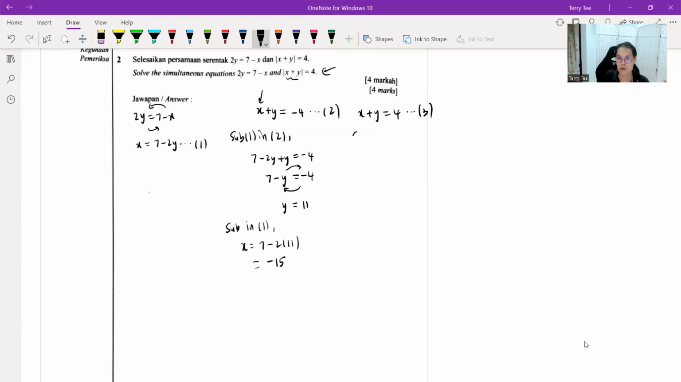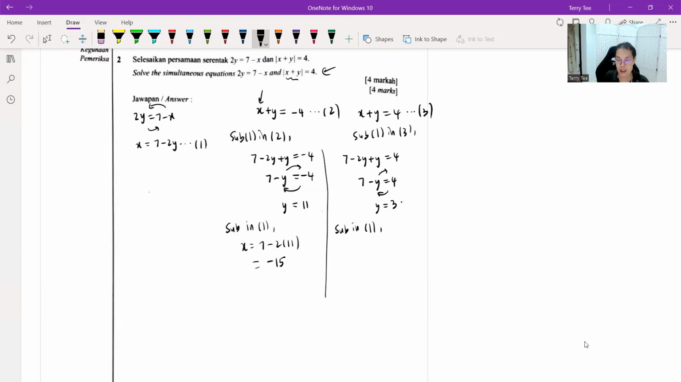Next, I also need to sub equation 1 inside equation 3 because I need to solve the second pair of equations. When I sub inside, my x is 7 minus 2y. You plus with y, the result is 4. So your 7 minus y is now 4. Bring this over. Your y is 7 minus 4. Your y is 3. Again, we need to find your x as well.